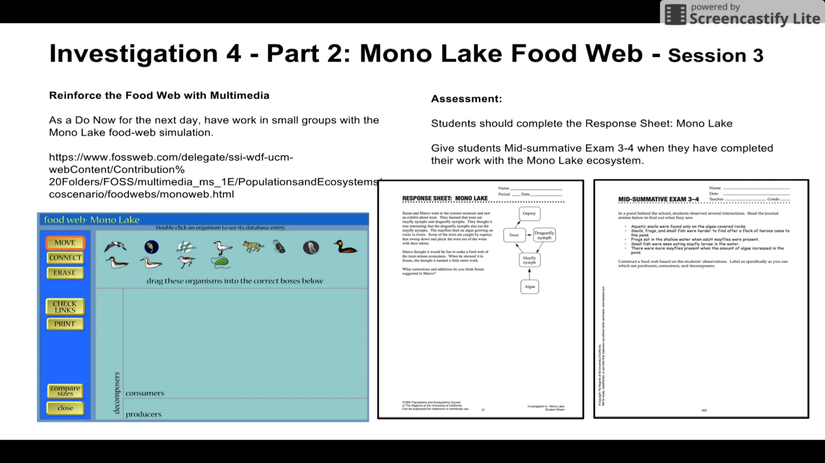Next, have students complete the response sheet. This focuses on the arrows more so than anything. It helps students to demonstrate their understanding of how energy moves through an ecosystem using the arrows as indicators. And finally, you're assessing investigation 3 as well as investigation 4 by having students complete the mid-summative exam. This concludes investigation 4, Mono Lake Food Web.